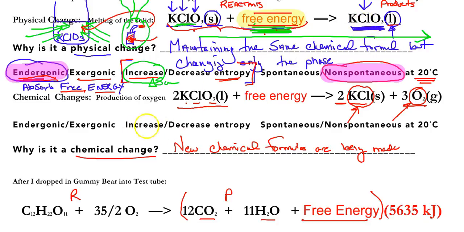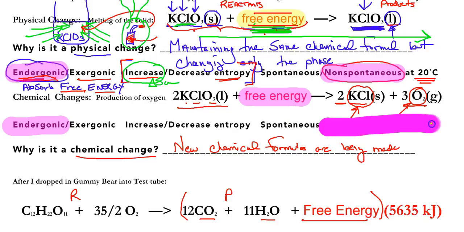Okay, now, what do I know? Well, because the free energy is in the reactant side, that means I'm taking in the free energy, so it has to be endergonic. And what does that mean? That means that my free energy in the system is going up. I'm absorbing it. And it also means that it's a non-spontaneous process at 20 degrees.